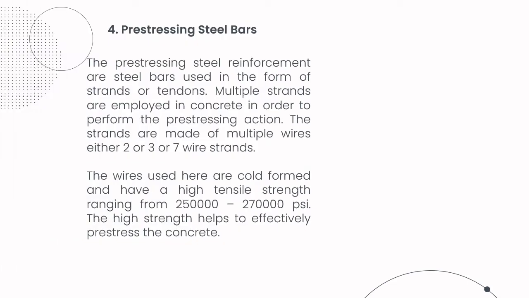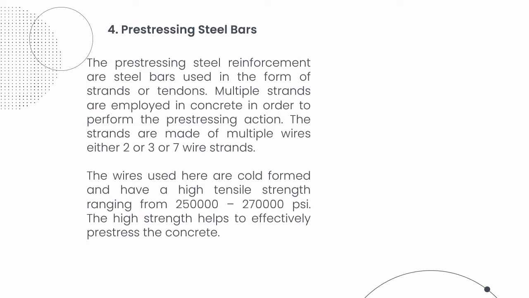And fourth, last, prestressing steel bar. The prestressing steel reinforcement are steel bars used in the form of strands or tendons. Multiple strands are employed in concrete in order to perform the prestressing action. The strands are made of multiple wires, either 2, 3, or 7 wire strands.